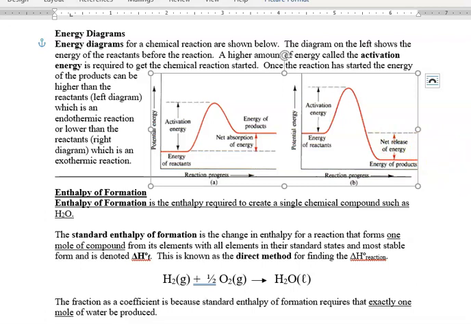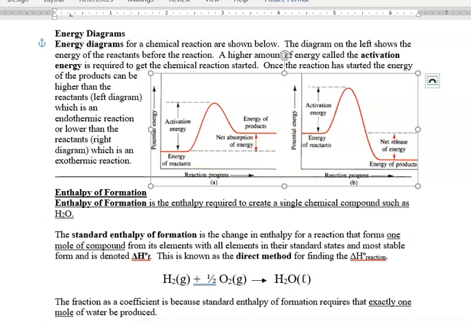Okay. Once the reaction has started, the energy of the products can be higher than the reactants. That's the left diagram, which is an endothermic reaction. So think about it. You start at the energy of the reactants. The energy of the products is higher. That means energy went into the reaction. So that's an endothermic reaction.